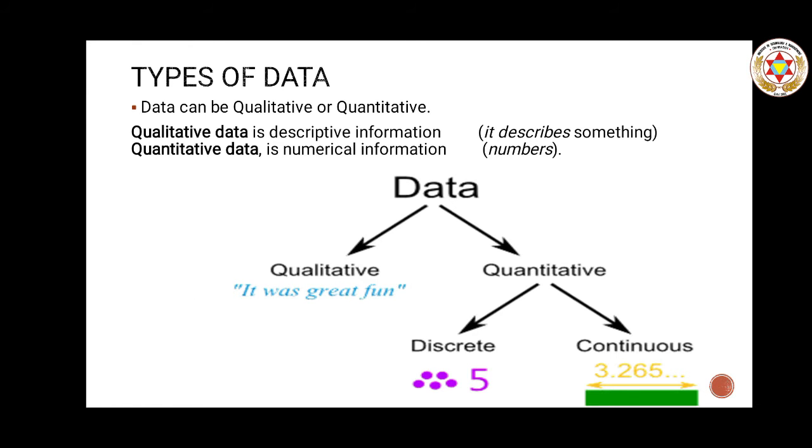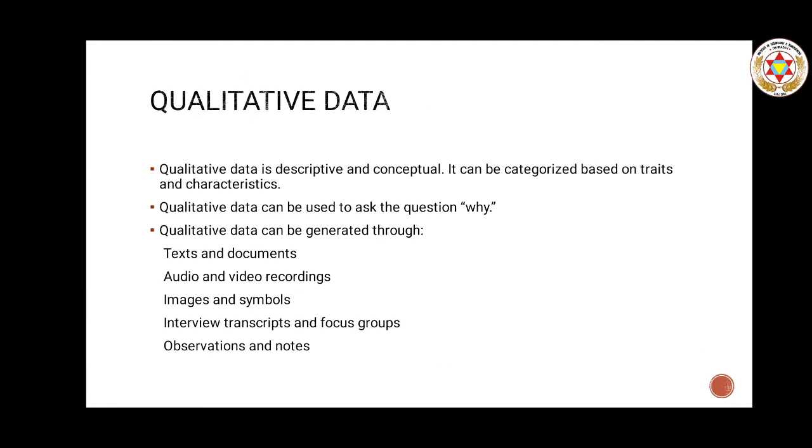Now, the data can be classified into qualitative and quantitative. Qualitative data is descriptive information. That means it describes something. And quantitative data is numerical information, some numbers. So here you can see that the data is classified into qualitative and quantitative. And again, the quantitative data is subclassified into discrete data and continuous data. So let's understand it in detail.